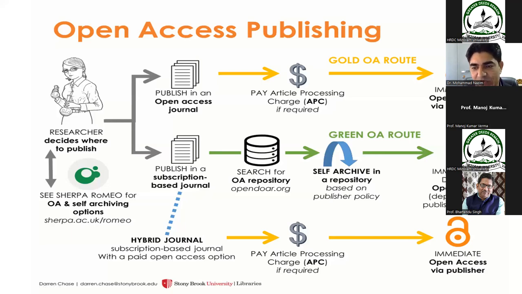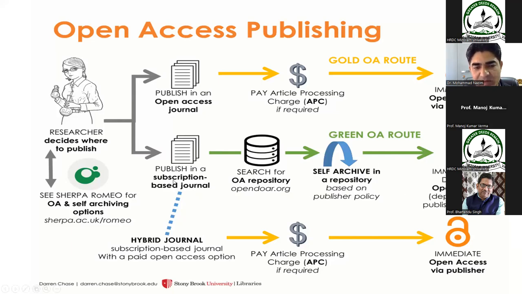So for that, what do we need to do? We need to check the Sherpa Romeo website for OA and self-archiving options. This website provides you the self-archiving policies of every journal and publisher. So before self-archiving or making your research or preprint open access, researchers need to check the policies of the journals, whether there is a locking or delayed period, which is basically called the embargo period. It should be checked, otherwise it is a violation, and we are abiding by that particular aspect. So after checking the policies of the journals, we can make it publicly available.